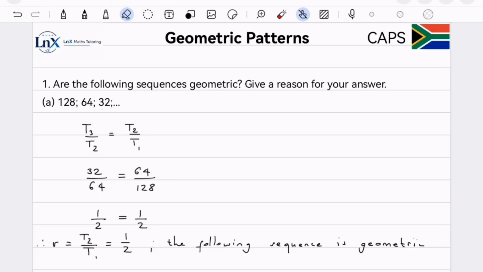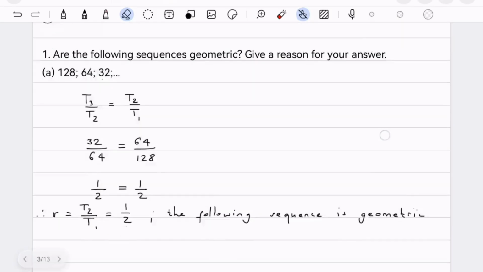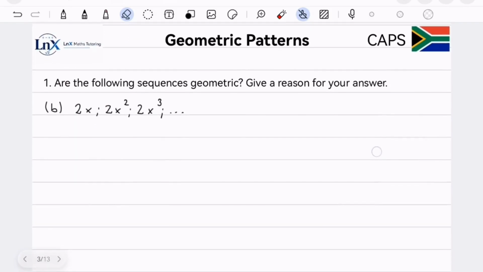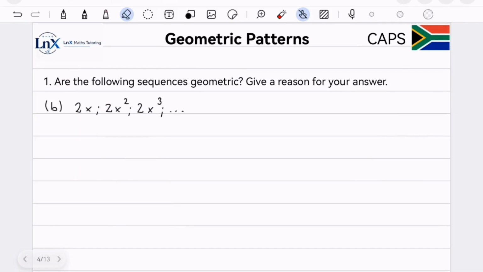All right. Now that we are done with question 1A, let's go to question 1B. It reads: are the following sequences geometric? Give a reason for your answer. The sequence that we have is 2x, 2x squared, and 2x to the power of 3, and so on. Now we need to determine whether it's a geometric sequence or not. All right, so we apply the same formula.